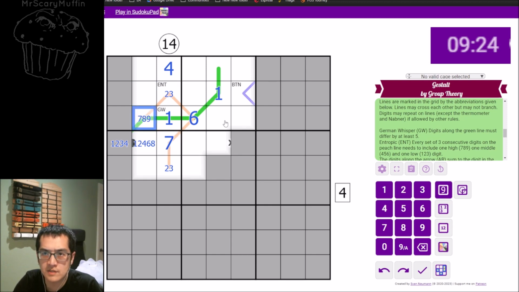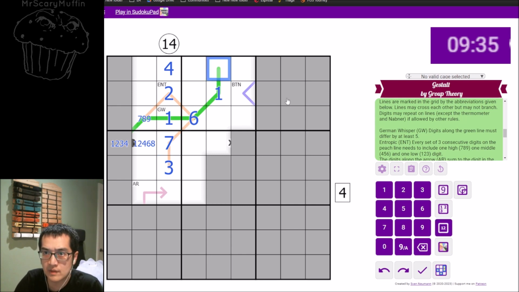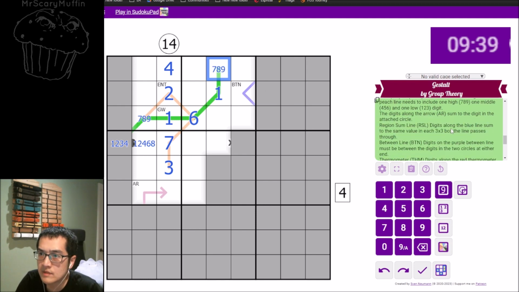This is not a 6. This could still be anything. But we have a 7 here now. This means this has to be a 2. Is that the 3? This could be any of these things. We have a between line, BTN. Yup. Okay. We have X here, which is nice.